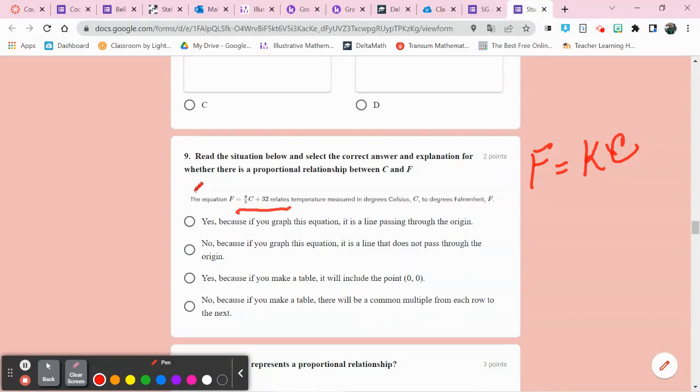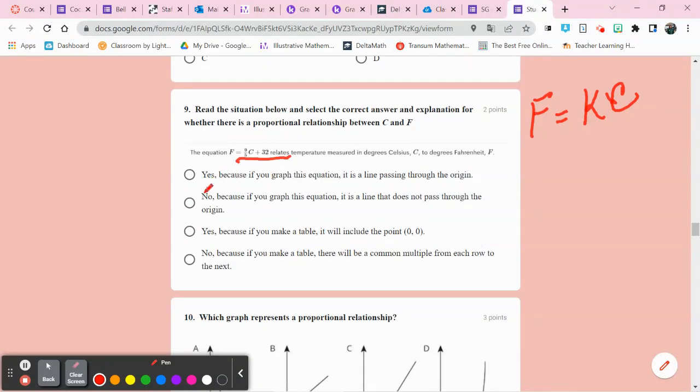Let's go find the answer. Well, we know it's not yes. Let's go to our no answers. No, because if you graph this equation, it is a line that does not pass through the origin. Yep. Let's look at the other no. No, because if you make a table, there will be a common multiple from row to row. That's not right. We know there's not going to be a K because it's not proportional. So it has to be the second one, and it won't go through the origin when it has adding 32.